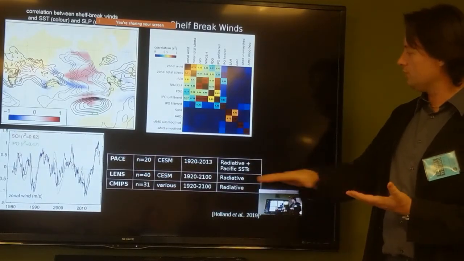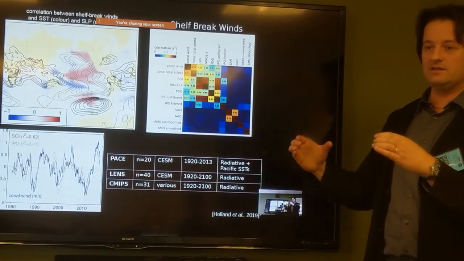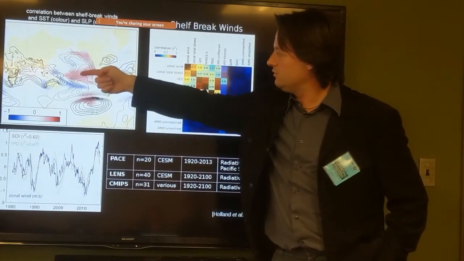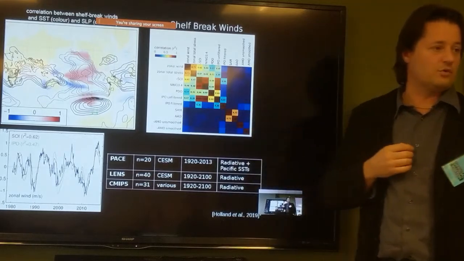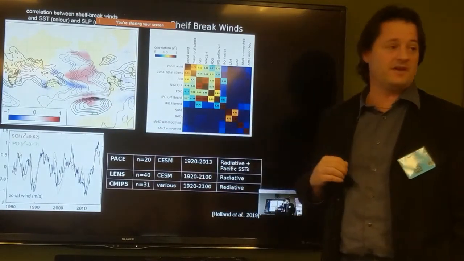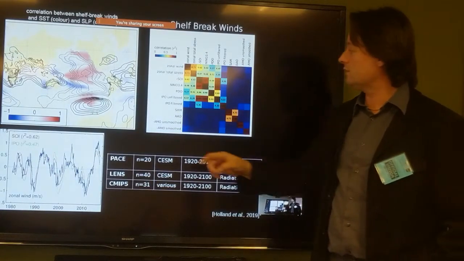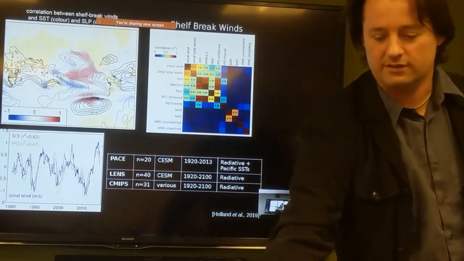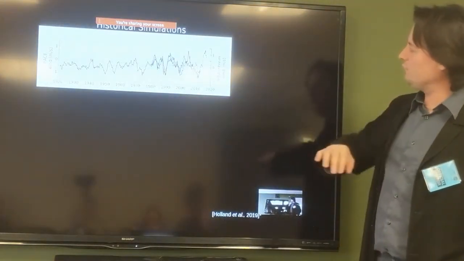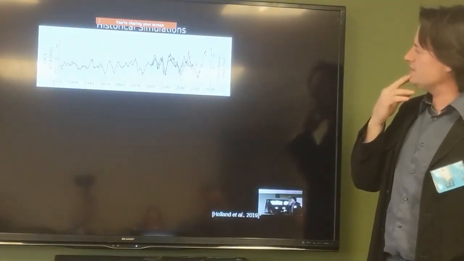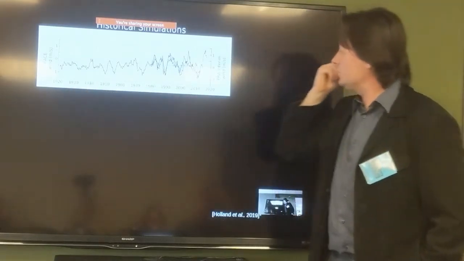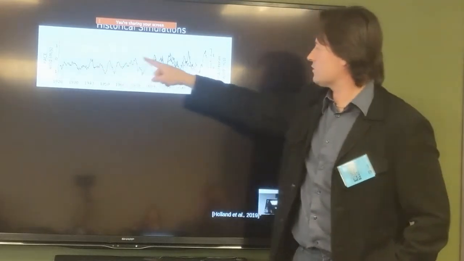So you force the model to have exactly the SST in the tropical Pacific, and when you do that, you force the model to radiate these forward waves and to match the phasing of the variability that should have occurred in the Amundsen Sea. And so here what I'm showing is the PACE ensemble. It's a 20-member ensemble going back to 1920, and so that's the black curve.